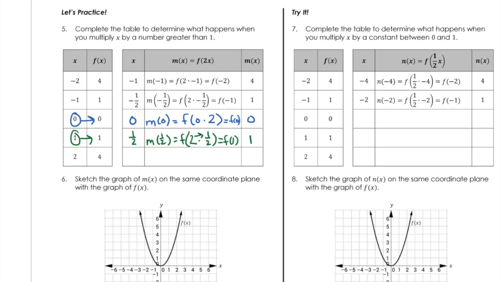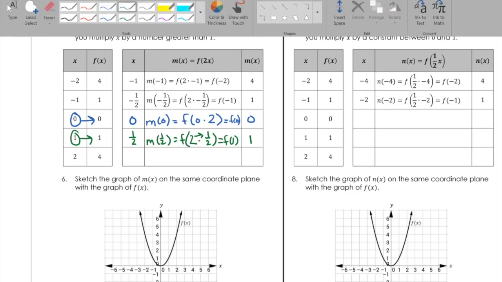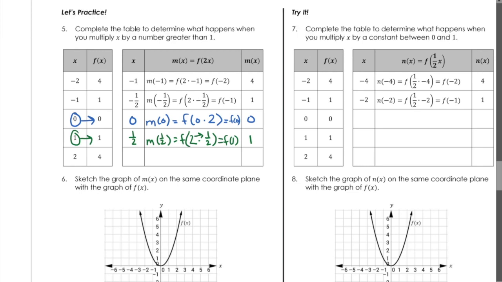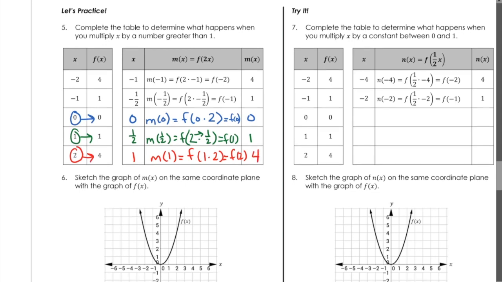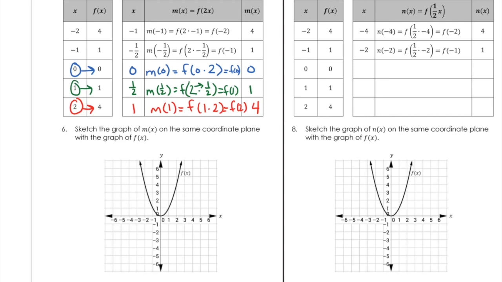Alright, now the last one I'm going to do, so I followed the pattern. This went 1/2 to a negative 1, so it's just going to be a positive 1. m of positive 1 equals f of 1 times 2. Well, 1 times 2 is 2. So I match which 2 is there. 2 is right here. That answer was 4. Okay. Go ahead and graph this one.